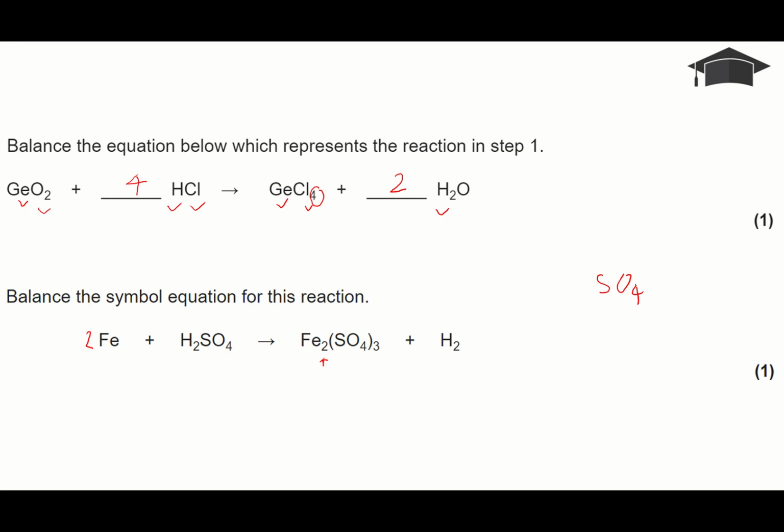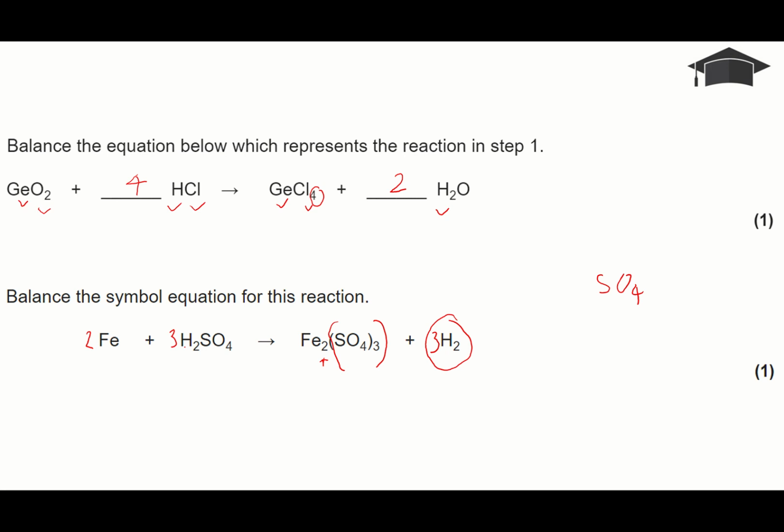If I put a 3 here in the coefficient for the H2SO4, which is sulfuric acid, okay, now that satisfies this component here, but now we have 6 hydrogens. How do I get 6 hydrogens here? By putting a 3 there. Now 2 iron, 3 sulfuric acid, and then 3 hydrogen molecules. Does that make sense?